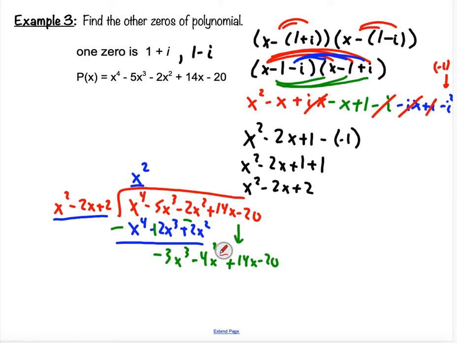Bring down your next terms there. Now I have to think, x squared times what is going to give me this negative 3x to the third? That would be a minus 3x. Distribute that through. Change your signs and add them together.